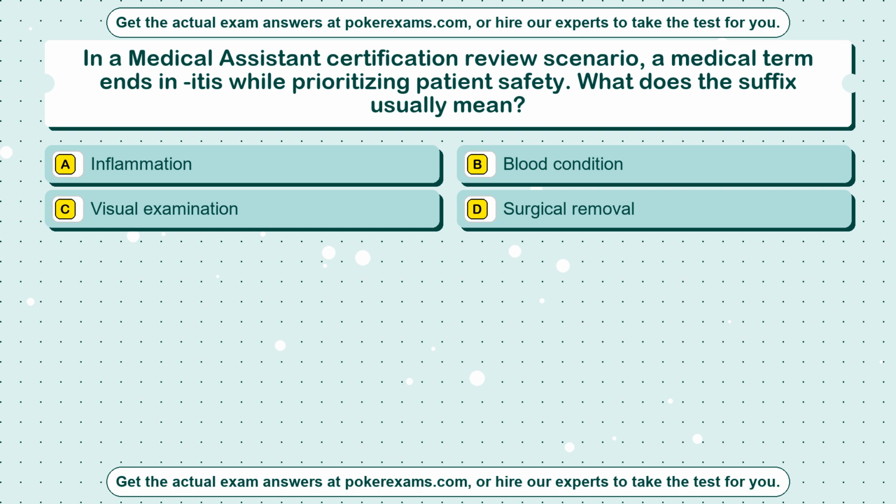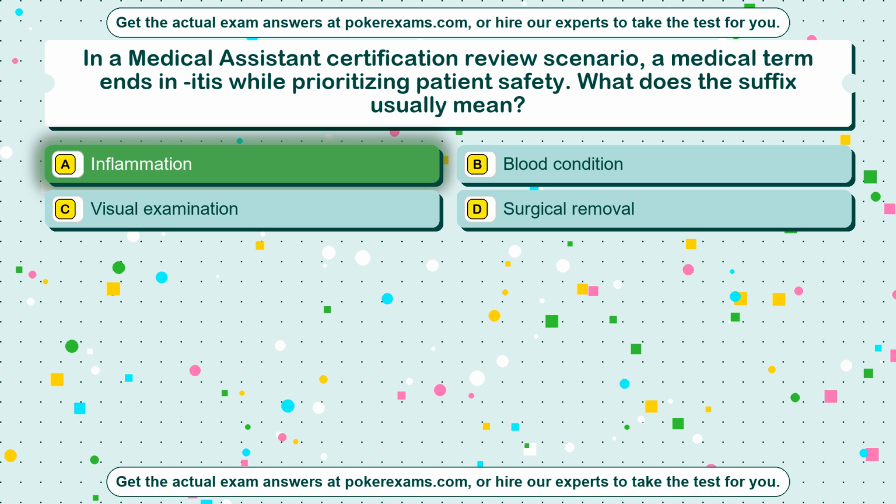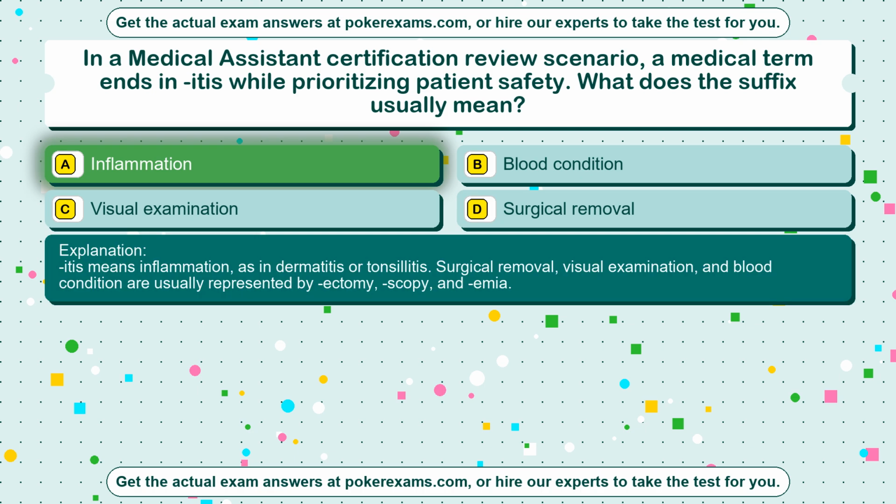Option B, blood condition. Option C, visual examination. Option D, surgical removal. The correct answer is option A, inflammation. Itis means inflammation, as in dermatitis or tonsillitis. Surgical removal, visual examination, and blood condition are usually represented by ectomy, scopy, and emia.